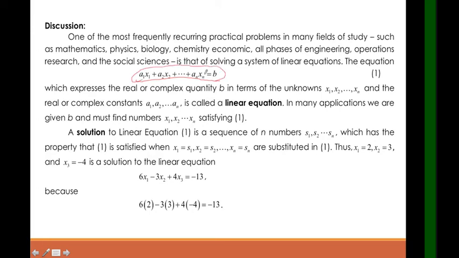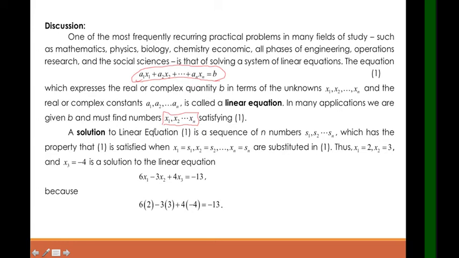In many applications, we are given b and must find numbers x sub 1, x sub 2, x sub n satisfying 1. So usually, what we are looking for here is the value of x sub 1, x sub 2, ellipsis up to x sub n, depending on how many variables are given.